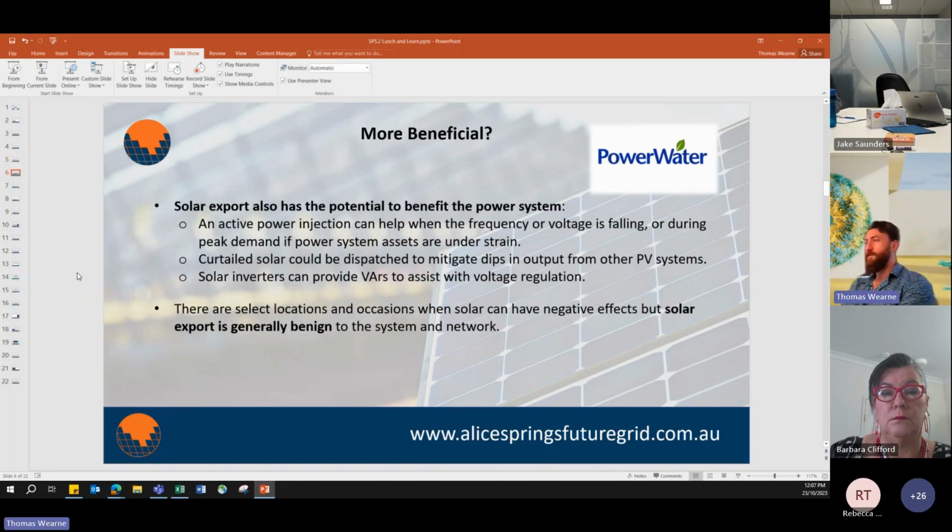How can that be more beneficial? Well, solar export has the potential to benefit the system by virtue of an active power injection often being really useful. For example, when the frequency or voltage is falling during peak demand, or if power system assets are under strain.